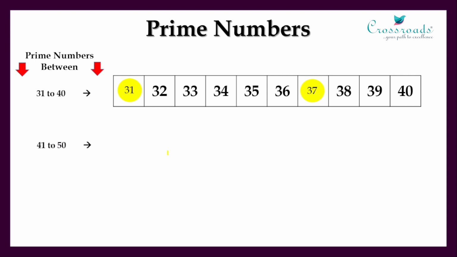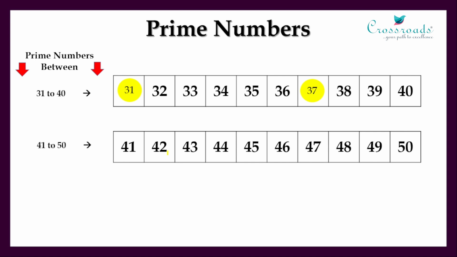So, prime numbers between 41 and 50. So, which are those numbers? 41, 43 and 47. 41, 43 and 47 are the prime numbers in this range. 42, 44, 46, 48 and 50 are all even numbers, multiples of 2 and they become composite numbers as such. We are left with two numbers, 45 and 49.